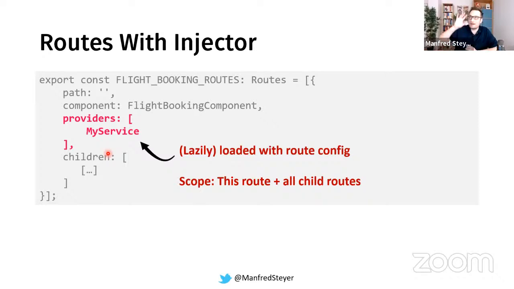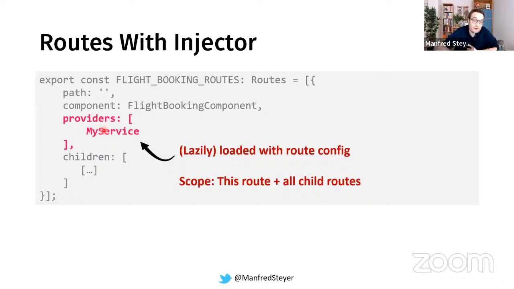So if you say, hey, I have this or that service, and I only need it for this bunch of routes and child routes, then put it here. If you need the service everywhere, then go with provided in root. The good old provided in root.